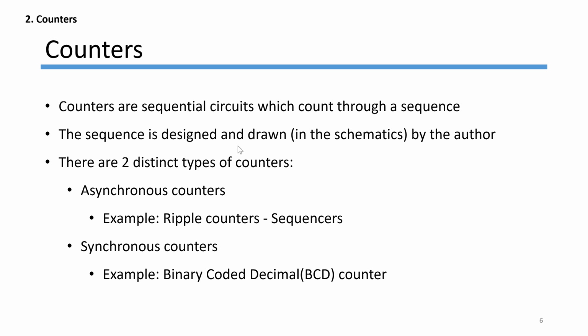However, with counters, there are 2 distinct types of counters. You have asynchronous counters and synchronous counters. Asynchronous counters means that part of your circuit will not be dependent on the clock input. An example of that are ripple counters or sequences, which we'll go through in a short moment. And then on the other hand, we have synchronous counters, which are counters which count or sequence through the set sequence as determined by the clock input. And in our case, the BCD counter is an example of that.